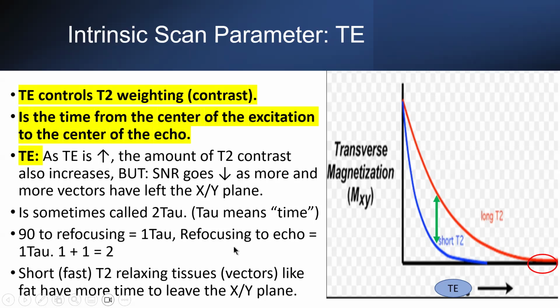All right. The short or fast T2 relaxing tissues like fat are going to have left the transverse plane. So here's a T2 curve right here. The red tissue, and I wish these colors were opposite, is a long T2 relaxing tissue like cerebral spinal fluid. It takes a while to leave the transverse plane, whereas blue would be fat, for example, and it leaves the transverse plane very quickly. So at this green arrow, if you could take an echo at the green arrow, you're going to have bright CSF and darker fat, not dark fat, but darkish fat.